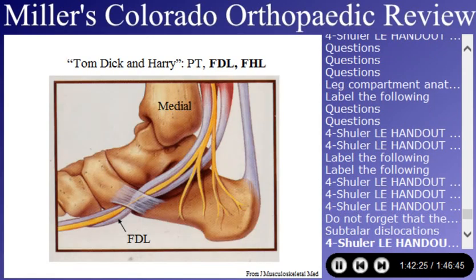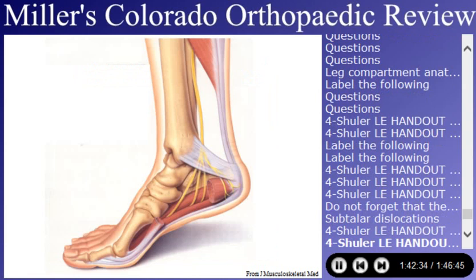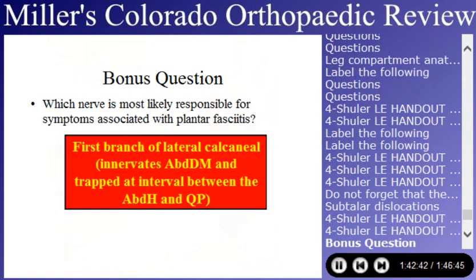This diagram is particularly important. If you follow really how the FDL and FHL cross, the master knot of Henry here, they actually cross at that knot. Can be a key testable item. Do not forget the way the nerve travels down here, the nerve that actually causes the pain associated with plantar fasciitis. The nerve most likely responsible for symptoms: first branch, lateral calcaneal.